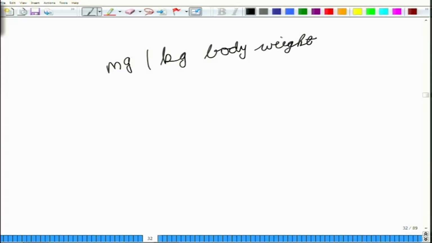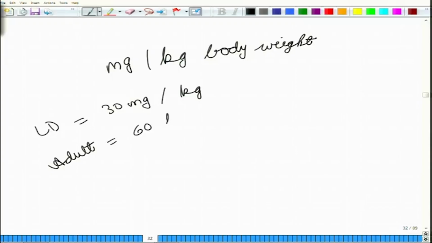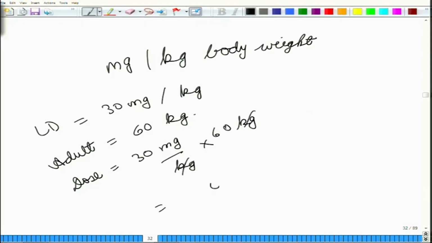Now, if there is a chemical whose lethal dose is, say, 30 milligrams per kg body weight, and you have an adult individual who is, say, 60 kgs. In that case the lethal dose will be calculated as 30 milligrams per kg into the body weight, which is 60 kg in this case. So, both of these cancel out, and you get 1800 milligrams or 1.8 grams of this toxin that is required to kill this particular individual.